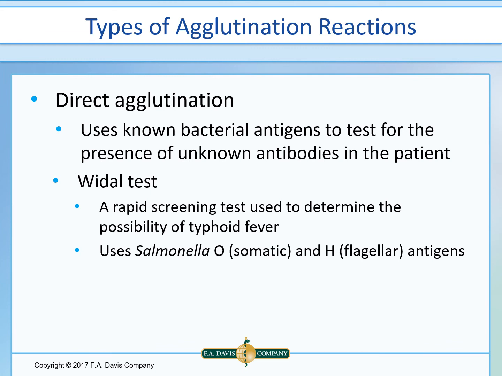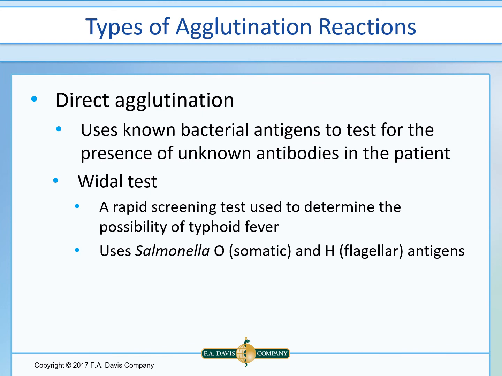Of the types of agglutination reaction, there's direct agglutination, and this occurs when antigens are found naturally on a particle. So one of the best examples of direct agglutination testing involves known bacterial antigens used to test for the presence of unknown antibodies in a patient.